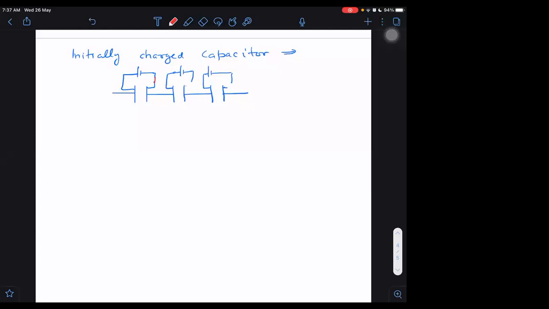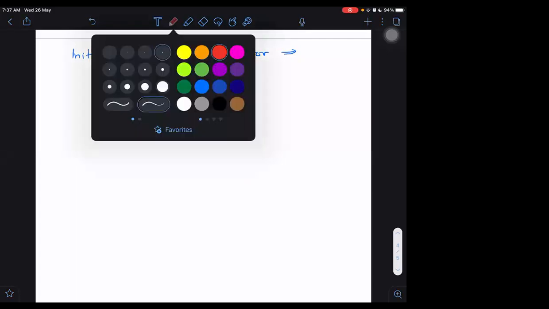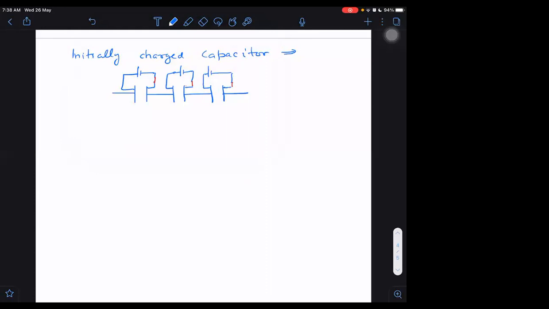Switch 1, switch 2, switch 3. So these were having initial potentials V1, V2, V3. I have taken all in the same direction, but I want to take V3 on the opposite side. Let me take it in the opposite direction. These are the three capacitors with three switches, S1, S2, and S3.